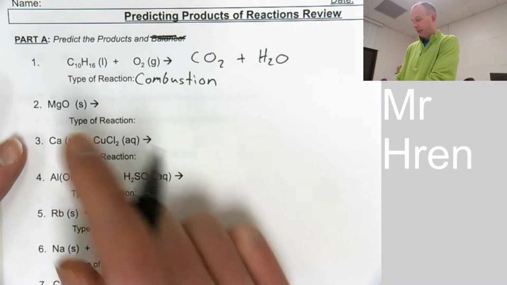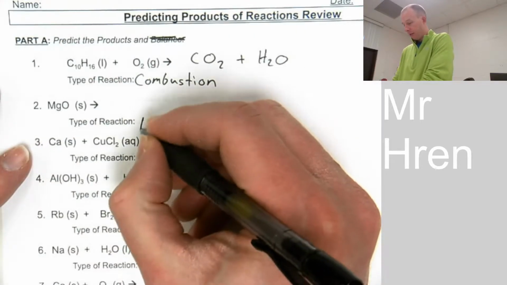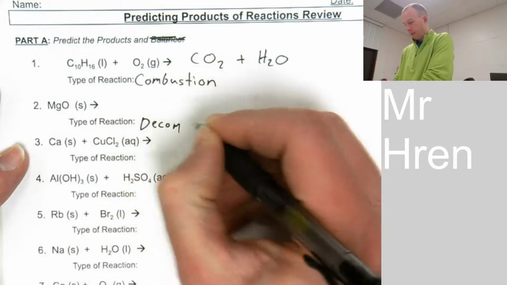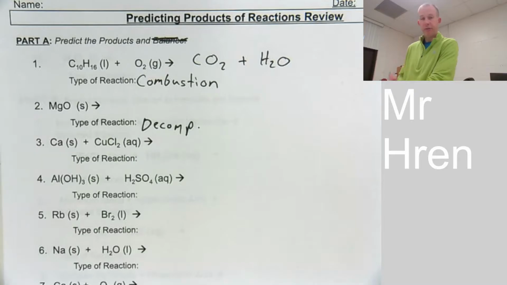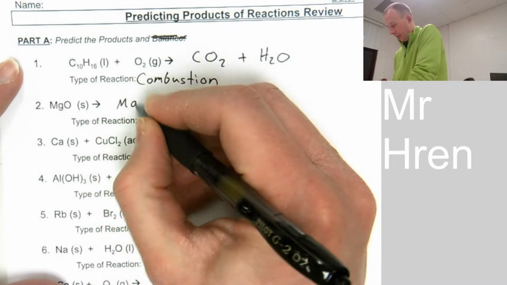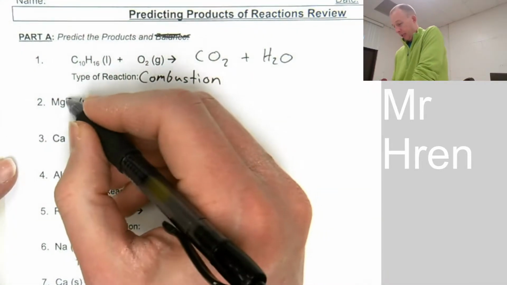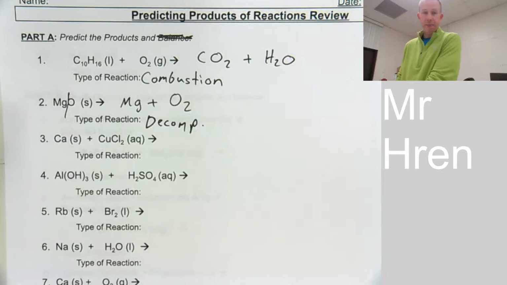Now, this next reaction, what's the only thing this could do? So this is magnesium oxide. The only thing it could possibly do is decompose. This is a decomposition reaction. Now, this could split apart into magnesium plus O2. And that's the only thing it could do, split apart just like that.